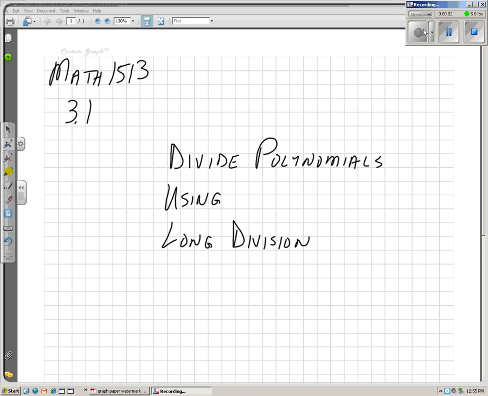Hi guys, this is College Algebra, Math 1513 at Northern Oklahoma College. I'm on Chapter 3, Section 1. We're going to divide polynomials using long division.